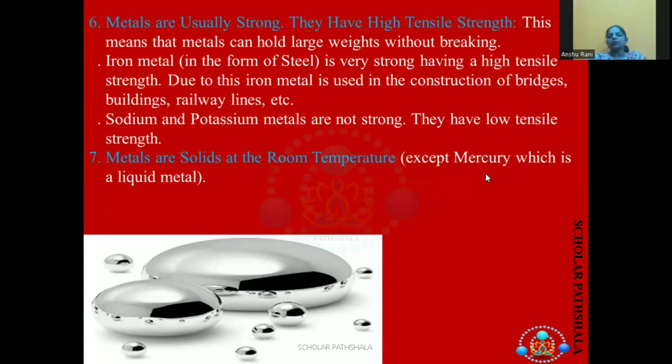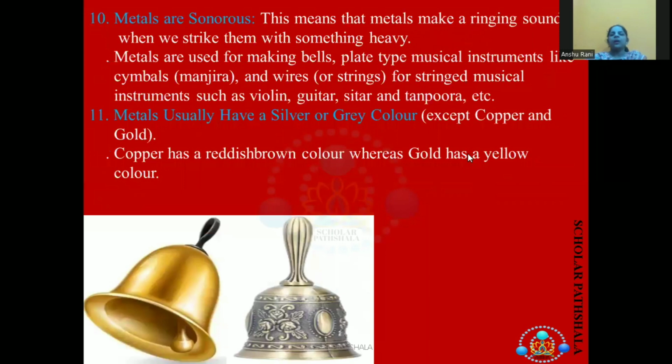Metals are solid at room temperature. Exceptional case, mercury. Metals are sonorous. They can produce a ringing sound when they are struck with something heavy. If you have a bell and you strike it with a hammer, it will produce a ringing sound. Because of this property, they are sonorous. Metals are used for making many types of musical instruments, like wire-based instruments: guitar, sitar, tanpura, etc.